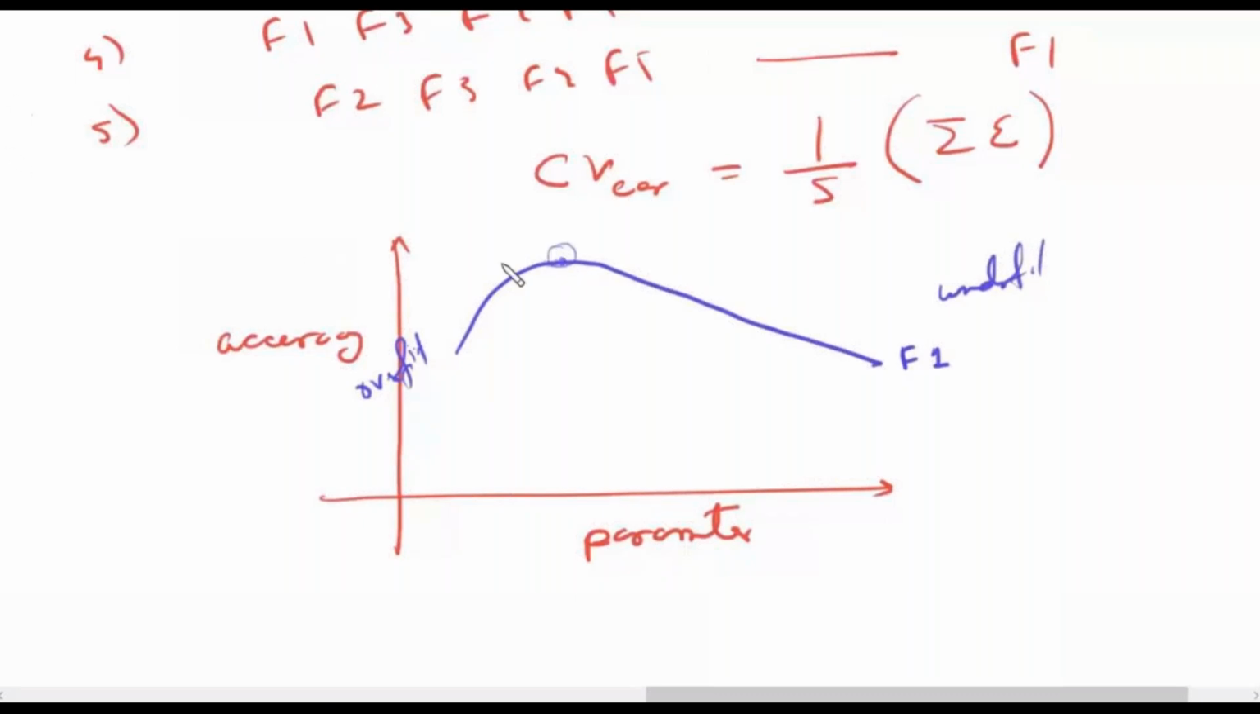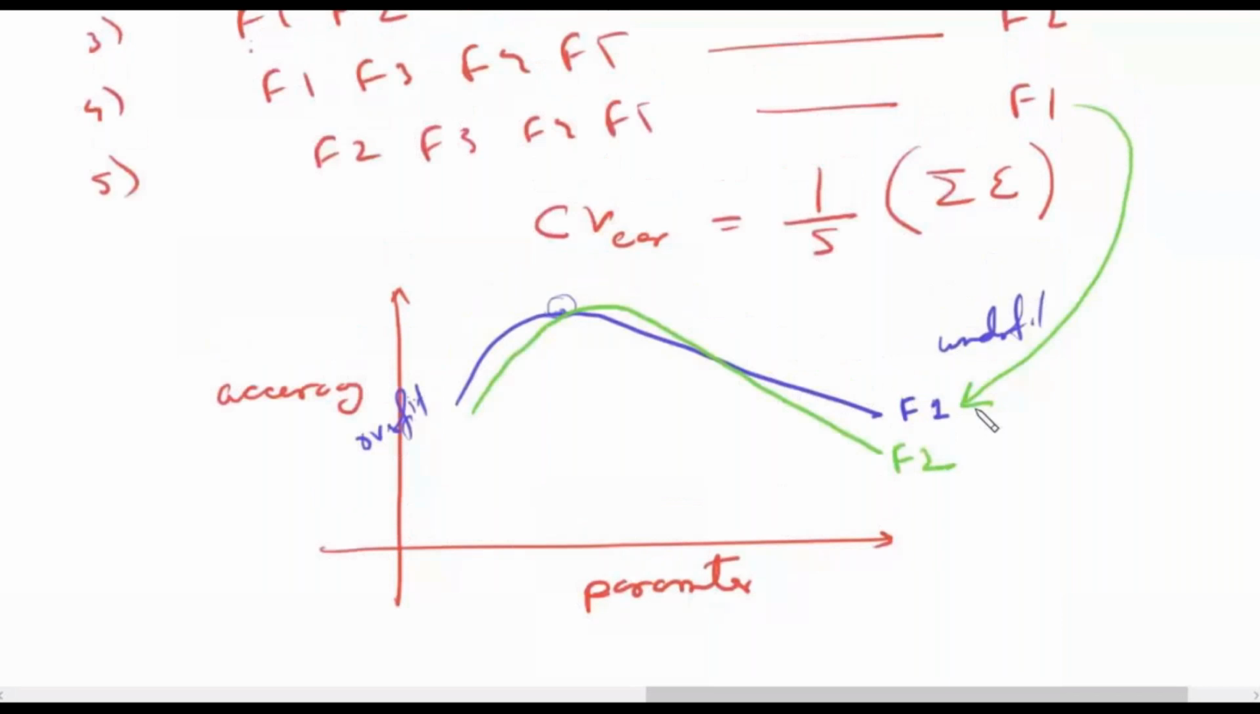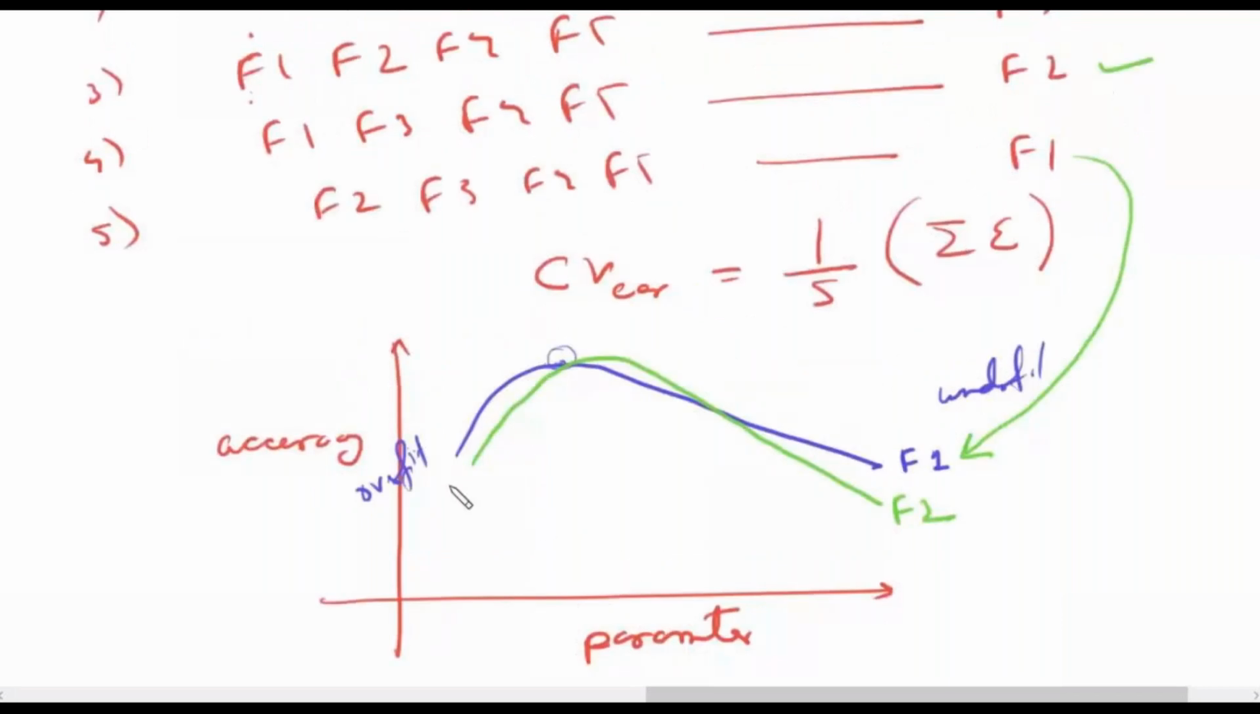Similarly, we will do it for the other folds also. This is for F1, for this particular iteration I have drawn. Similarly, for other iterations, you can have similar graphs. Let's say this is for F2; for this iteration I have drawn the green one. Then you can have others as well. This blue one is for F3, the pink one is for F4, and the last one is for F5.